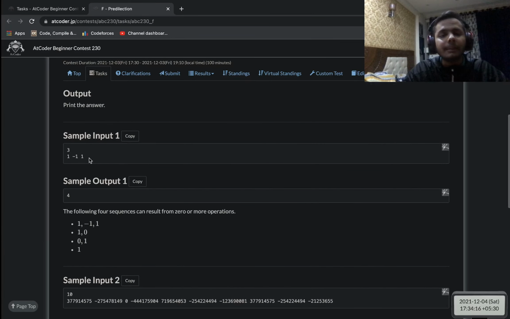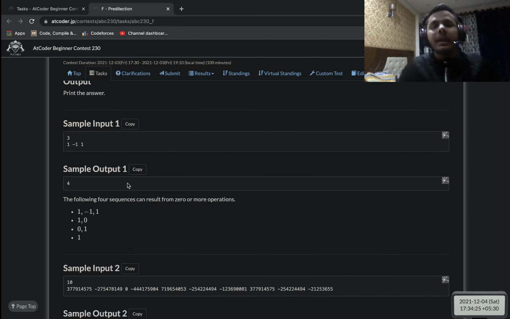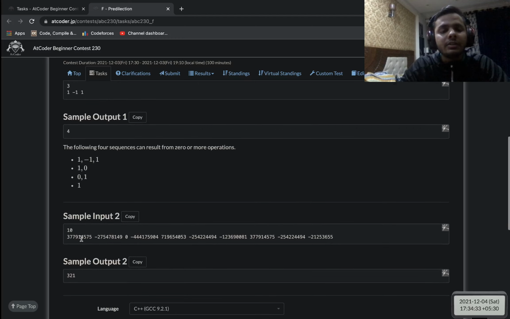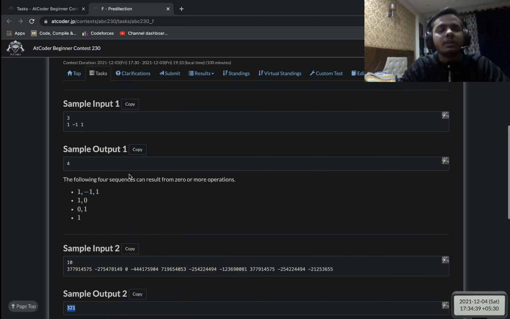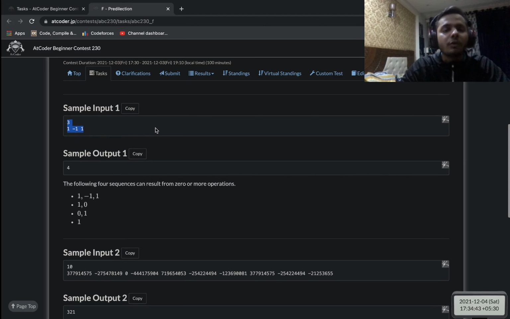So let's look at this sample input. Here n is equal to 3 and the answer is 4, and this looks suspicious because 4 is nothing but 2 raised to the power 2, right? Let's see whether the answer can always be 2 raised to the power n minus 1. Obviously it's not the case, because for n equal to 10, 2 raised to the power 9 is 512, but here the answer is 321, so it's obviously wrong. But let's see where the intuition of 2 raised to the power n minus 1 is coming from.